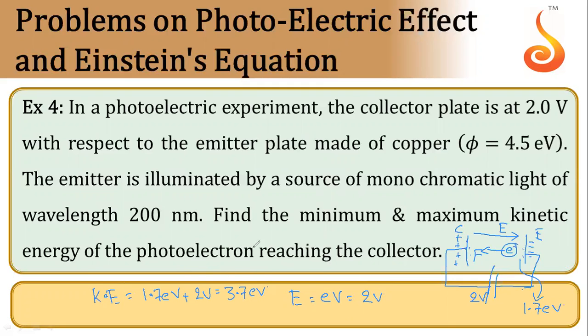Next, we are supposed to find the minimum kinetic energy. The minimum kinetic energy will be for the electron which is just able to come out. If the electron is just able to come out, its kinetic energy will be zero. So when it reaches this collector plate, it will have gained an energy equal to 2 volt. So that will give you the minimum kinetic energy. That will be 2 electron volt, and maximum kinetic energy will be 3.7 electron volt. Thank you.